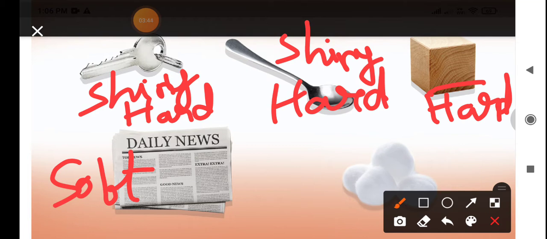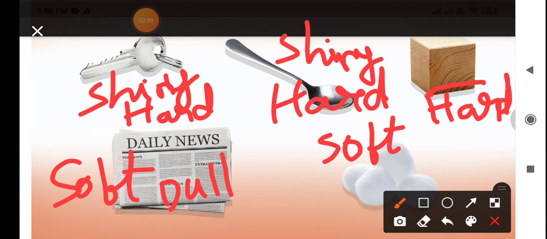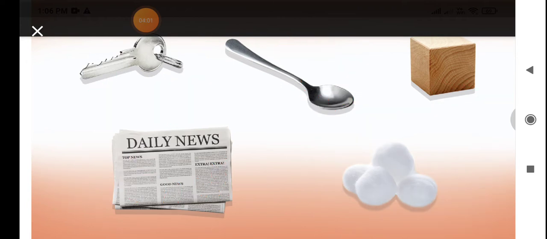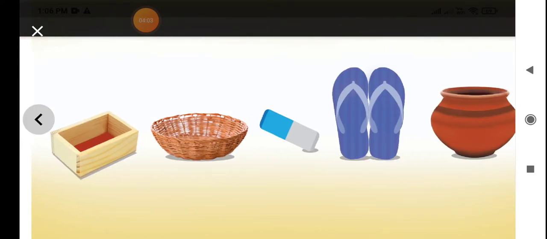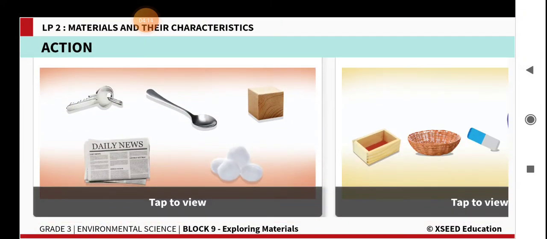Will it look shiny like the keychain and the tablespoon? No, it looks dull. It's not so shiny. And these are cotton balls. Are the cotton balls soft or hard? They are so soft. Like this, you see the images given here: wooden box, wooden basket, rubber slippers, and the pot. These are all materials you need to classify.